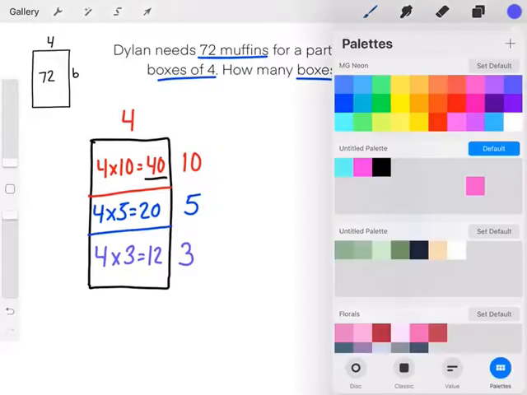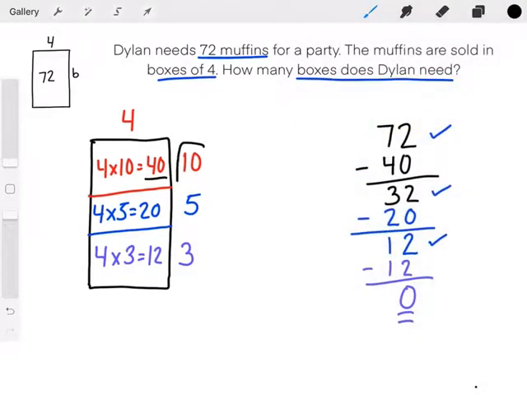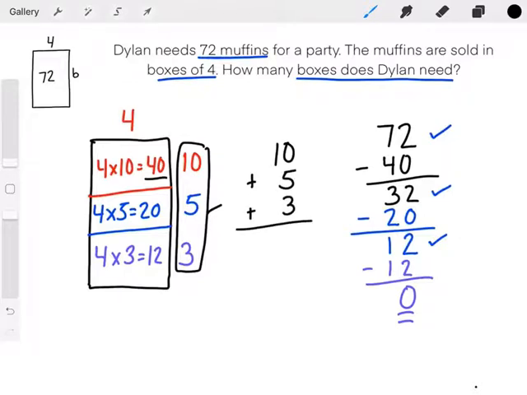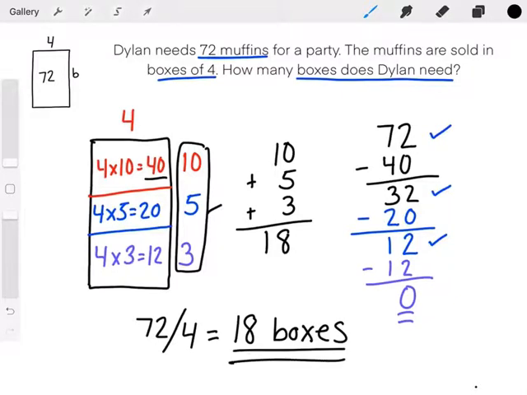So now you have to go back and you have to add all of these partial quotients that you came up with. So you did 10 boxes at first, then you multiplied by 5, then you multiplied by 3. So you get 18. So if you divided 72 divided by 4, you would get 18. So Dylan needs 18 boxes of 4 cupcakes to reach 72 muffins for his party.